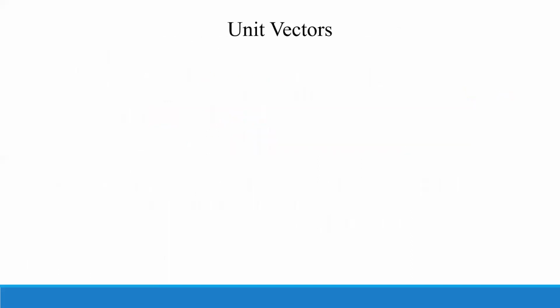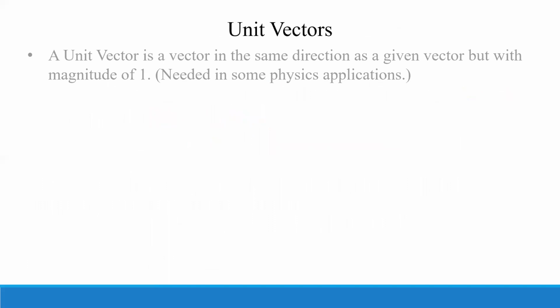Okay. So let's get into what a unit vector is. A unit vector is a vector in the same direction as whatever vector you're given. It just has a magnitude of 1. You might be saying, well, why would you need that? It is useful in some physics applications like work, if you're dragging something up a hill and want to calculate the work. We're not going to get into those applications this year in pre-cal, but that's kind of why we use unit vectors.